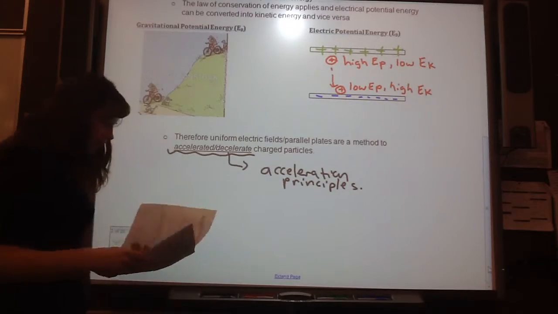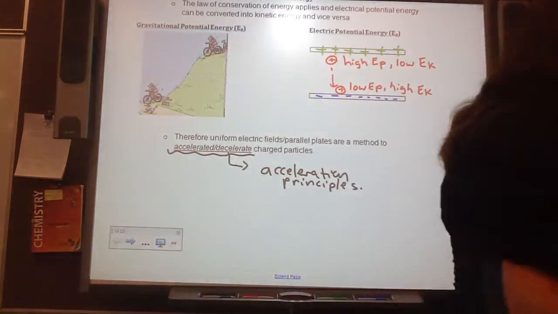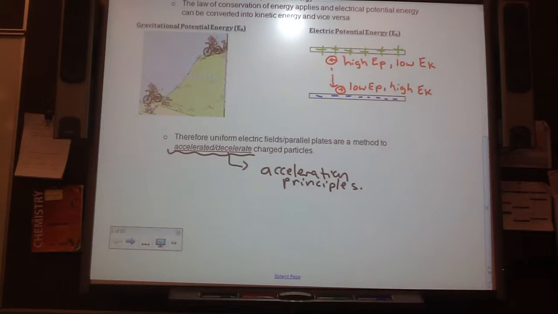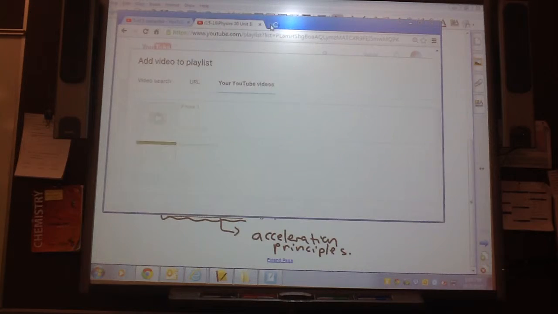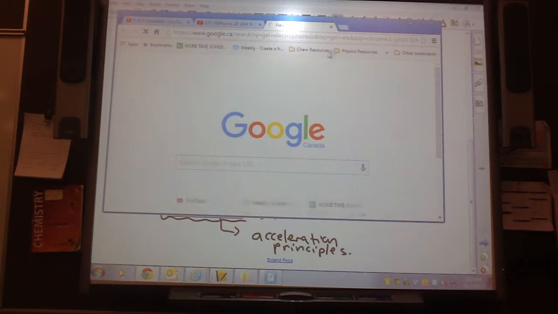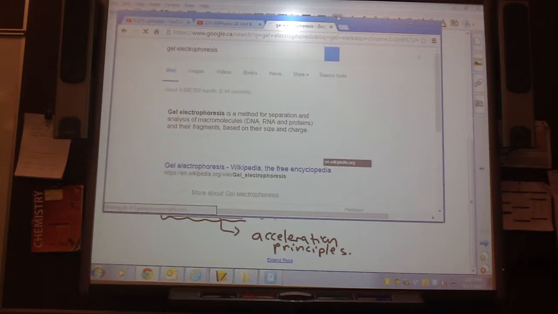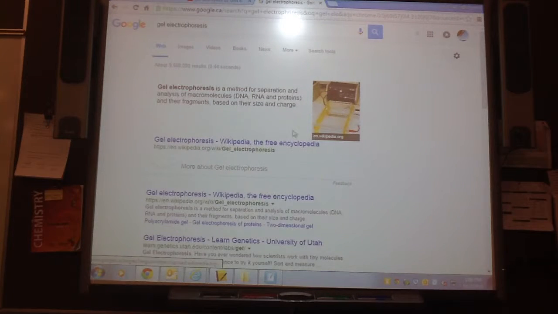Now, an application of this is something called gel electrophoresis. Have I ever told you about gel electrophoresis? Actually, I brought this up last year, and it was on the diploma, so I thought it was good to maybe tell you about it. So let's just wiki this thing.